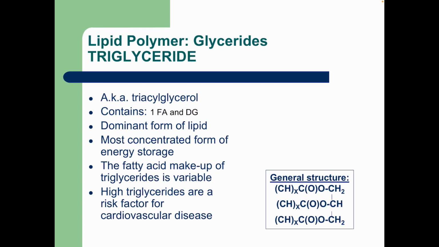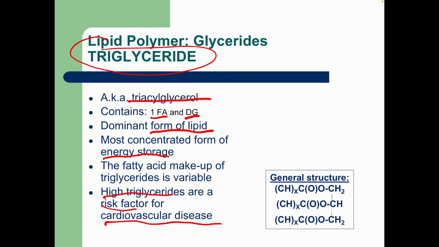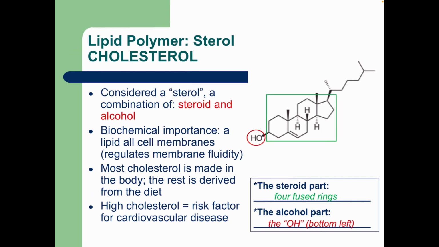Now we have our triglyceride or triacylglycerol, which is one fatty acid plus a diacylglycerol or diglyceride. It is the dominant form of lipid, so you'll probably see this most referred to in the literature and just work in general. It is the most concentrated form of energy storage, so it's very highly energetic when it's broken down. It can provide lots of energy. The fatty acid makeup of triglycerides is variable, and high triglycerides are a risk factor for cardiovascular disease, which you've likely heard of.